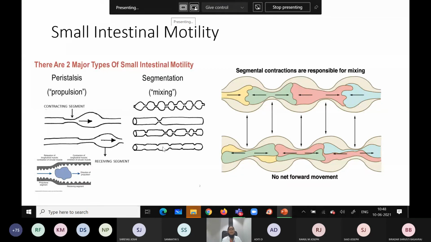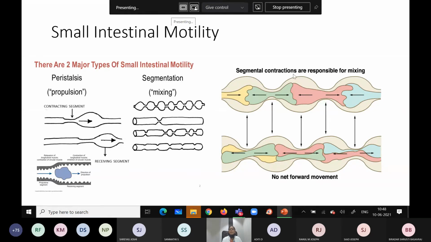These are the segmental or mixing movements. Here small segments will be formed. Part of the intestine will be constricted and the adjacent part will be relaxed, and like that the segments will be formed. This helps in proper mixing of food with the digestive juices, like pancreatic juice, intestinal juice and bile juice. It also helps in grinding, that is, bigger particles will be broken down into smaller particles. These are called the segmental movements.